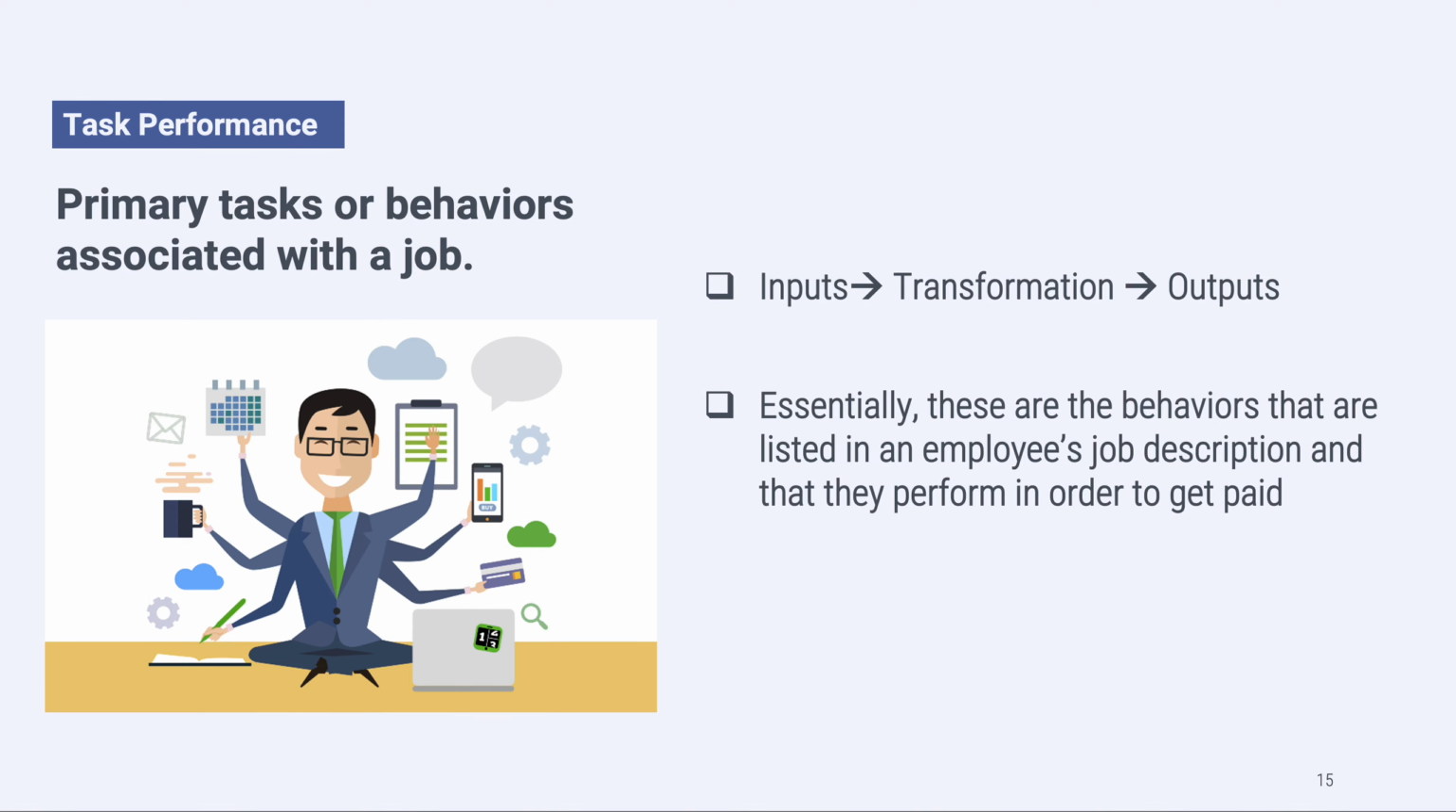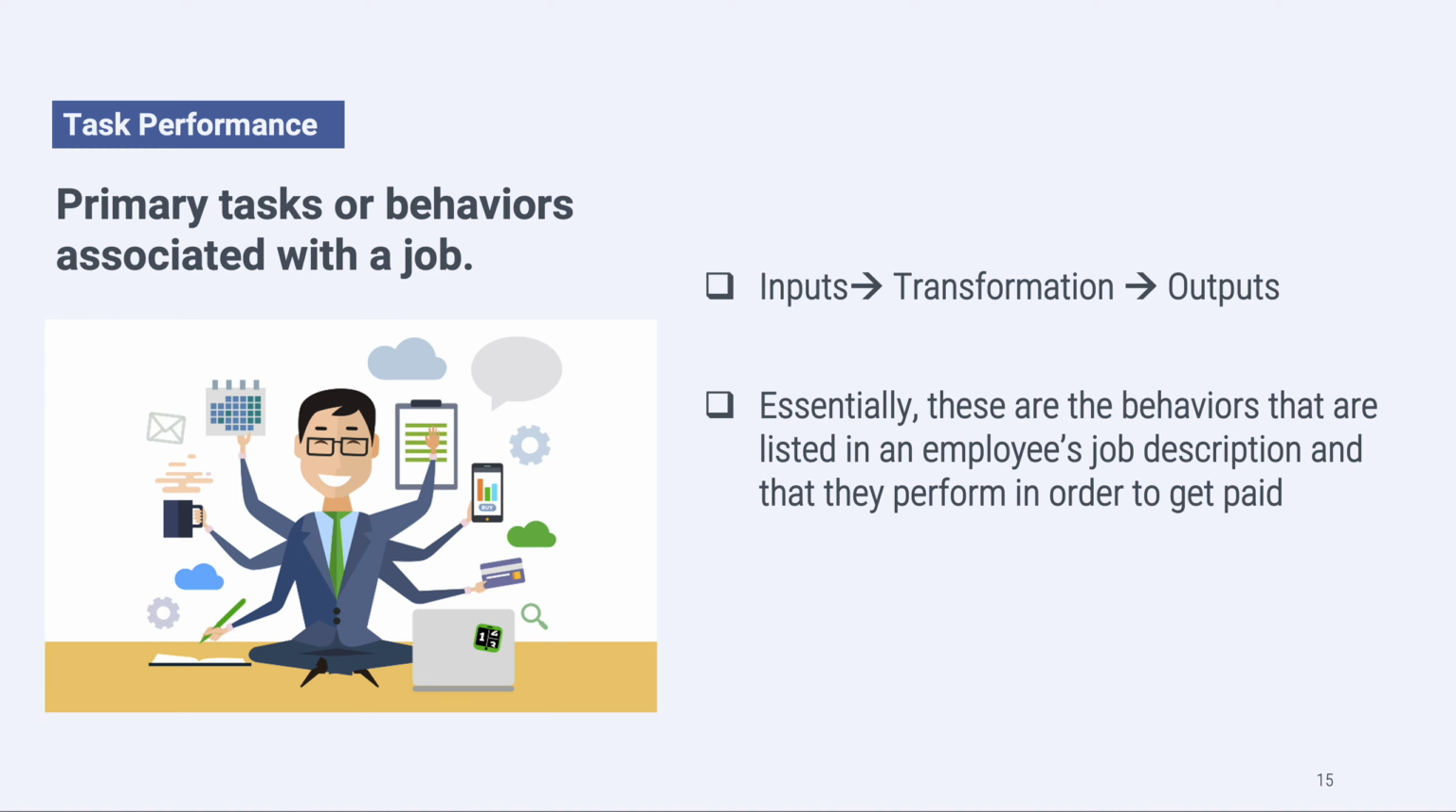So at their core, task performance involves behaviors that are listed in an employee's job description and that they perform in order to get paid. So here, if you look up any job description, it lists the essential things that are required of an employee that are necessary in order to complete that job. So that is task performance. So basically, whatever it is that the employee is getting paid to do would be categorized as task performance.